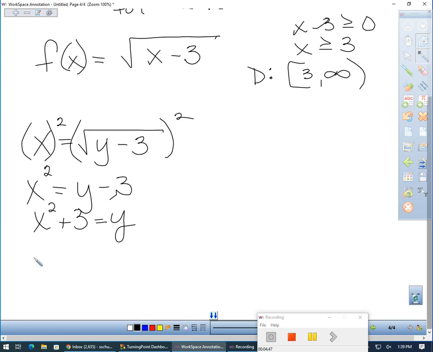So I can either write it as y with a little negative 1, or since it started off as f of x, I'm going to put f of a little negative 1 of x. Again, still means the same thing. Equals x squared plus 3.